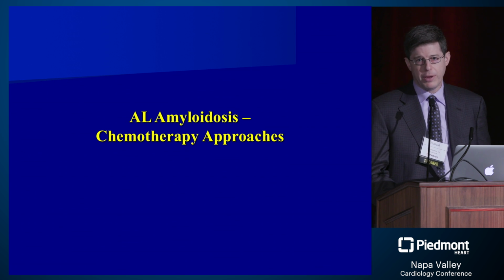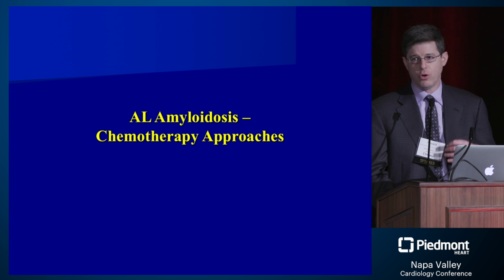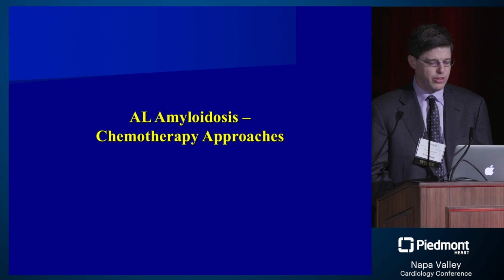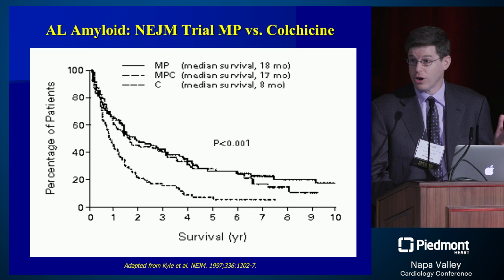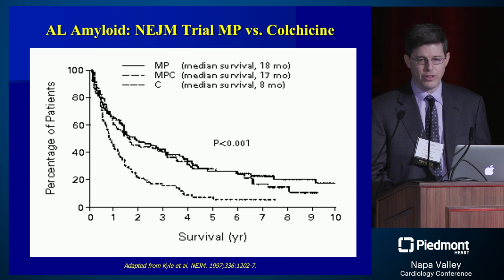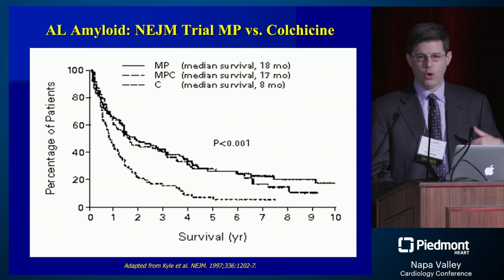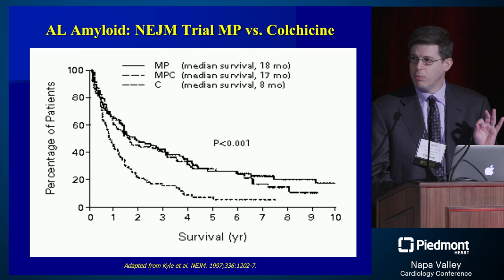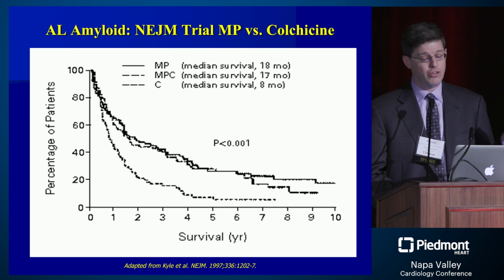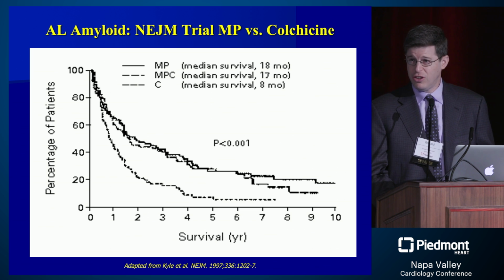In terms of chemotherapy options, I don't want to go down the rabbit hole too far with this, given that this is a cardiology audience, but it's worth mentioning a couple of things to emphasize how much better this has gotten. So this was the original trial that showed that chemotherapy worked. So this was in the New England Journal in the late 1990s, and it showed that colchicine, think of that as the placebo, it didn't do anything, was much worse than chemotherapy, in this case melphalan and prednisone, although you can see that overall outcomes here were still pretty dismal.